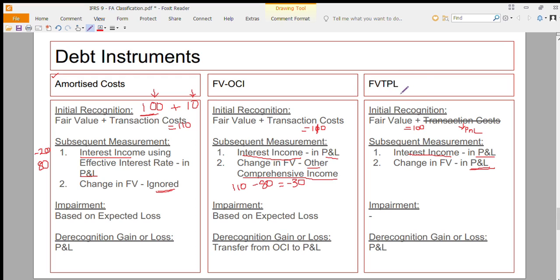Moving on, if an asset is classified under category 3, fair value through profit and loss, any change in fair value, that is in this case negative $30, will directly hit your P&L and you will see the volatility in your profit and loss account.